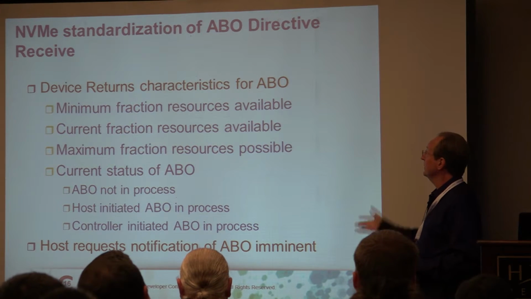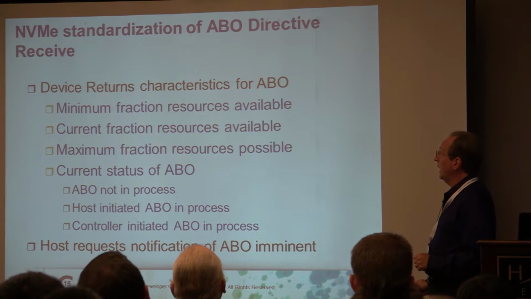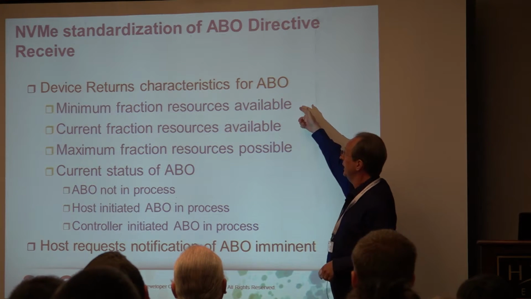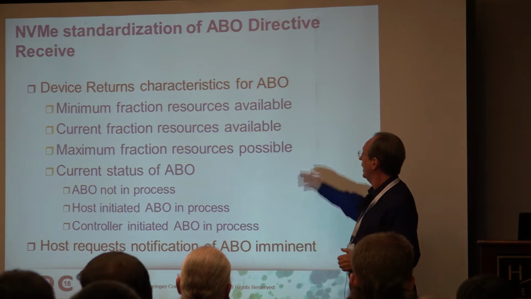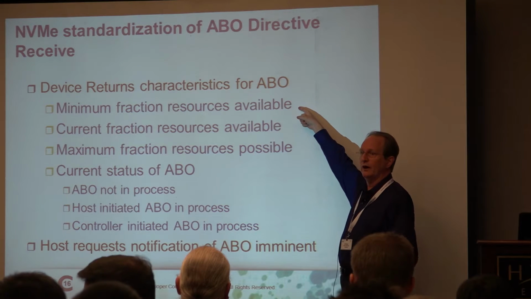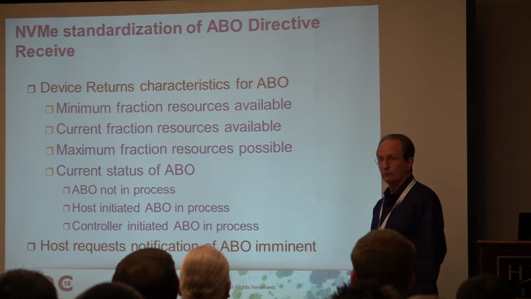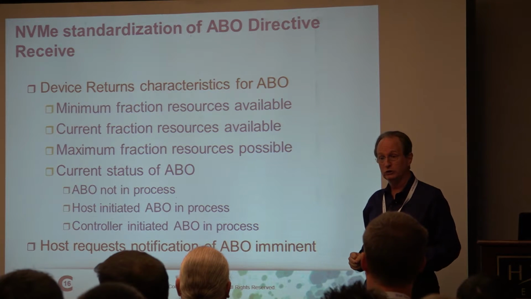So again, NVMe standardization of this is another directive type. The device returns characteristics for the ABO. It returns a minimum fraction of the resources available. This is the point at which the device will start doing its own background operation. And that's 100? No, it's a percentage of.